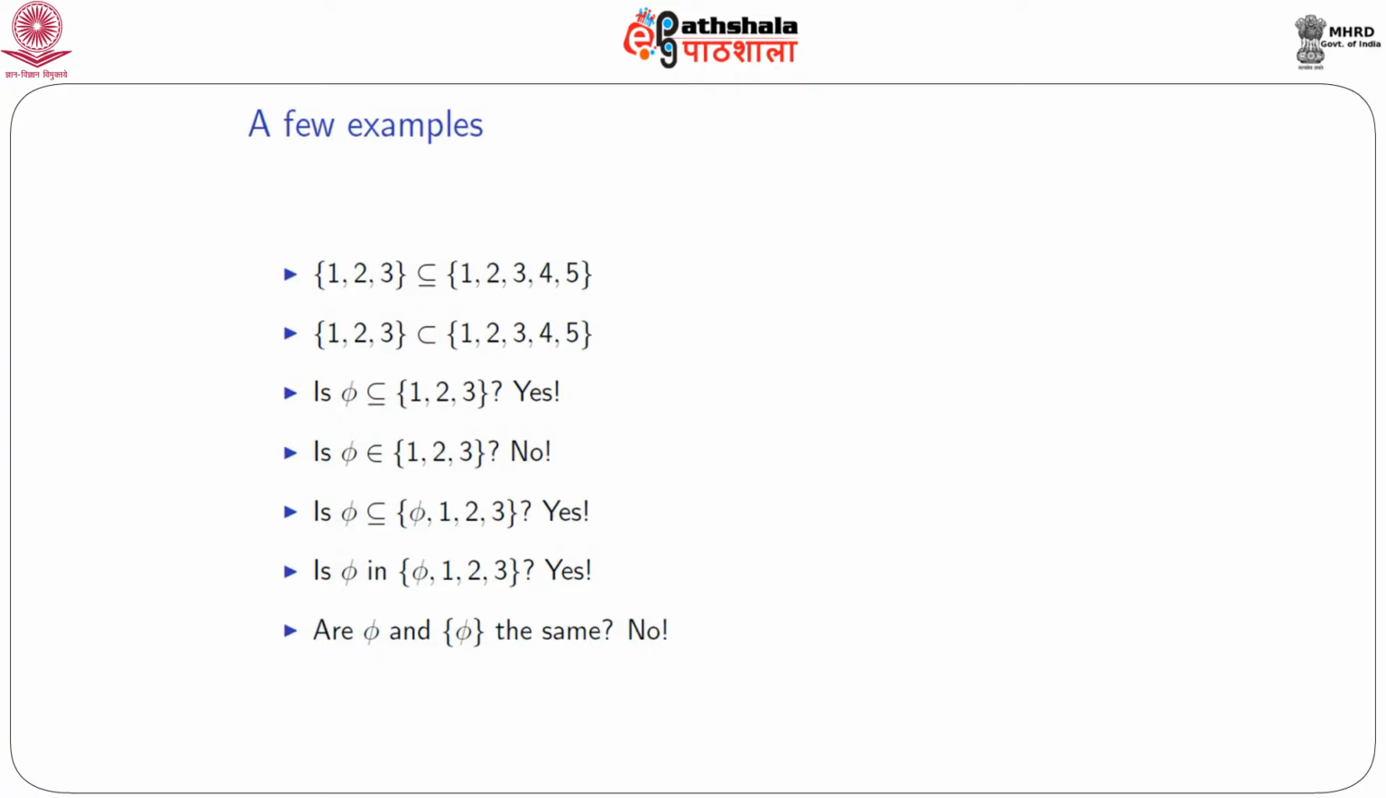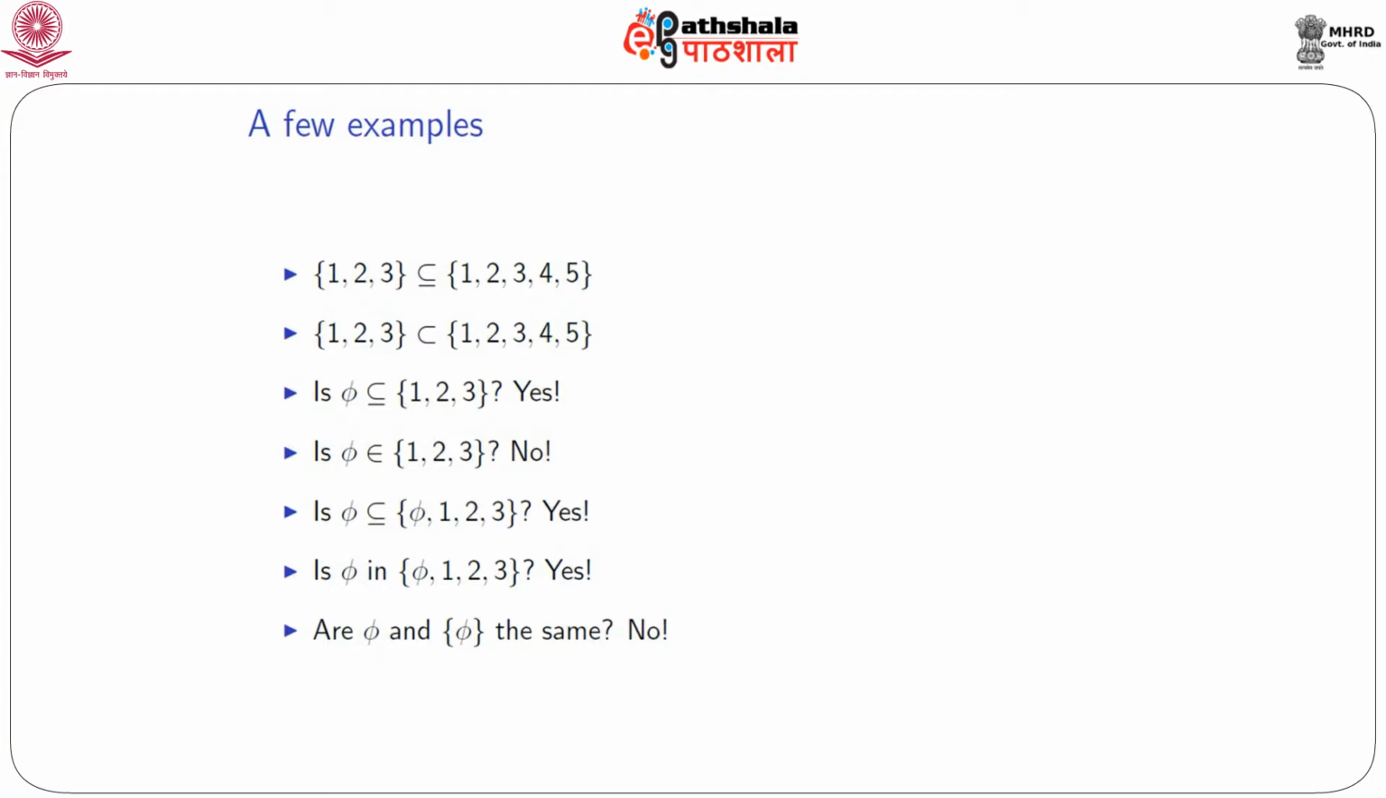Now, if I ask you the question, is phi, the null set, a subset of {1, 2, 3}? Remember that phi is a null set, an empty set, it does not contain any element. So, is the null set a subset of any set? The answer is yes. Now, does this null set phi belong to the set {1, 2, 3}? The answer is no, because phi is not a member of this set.